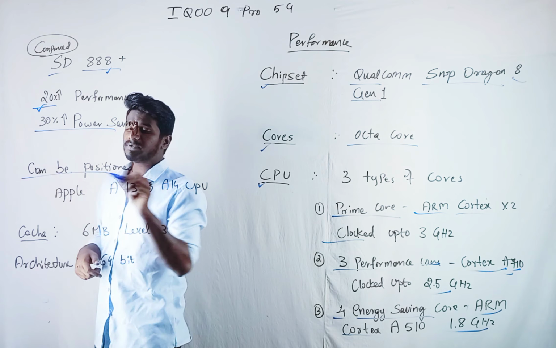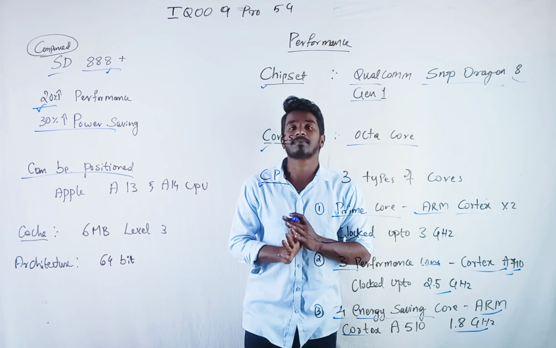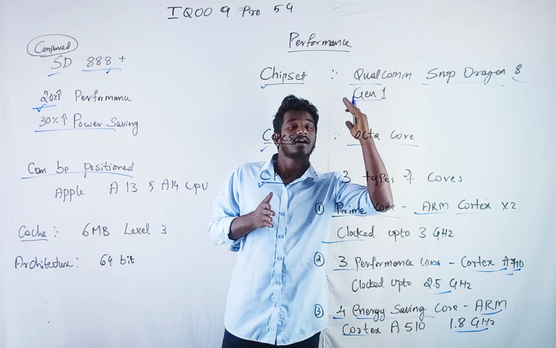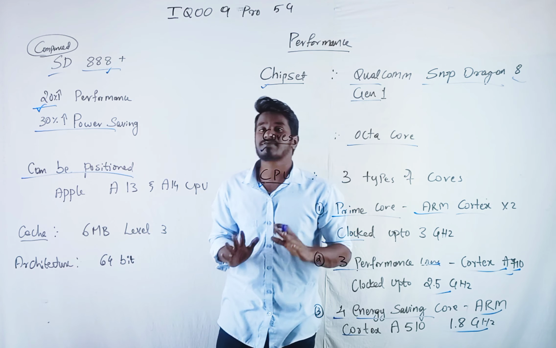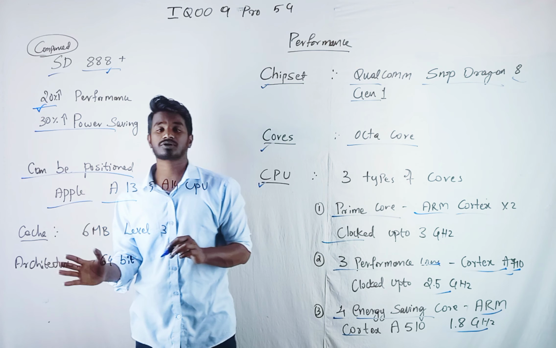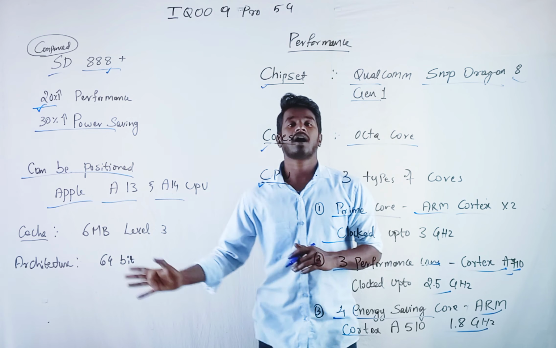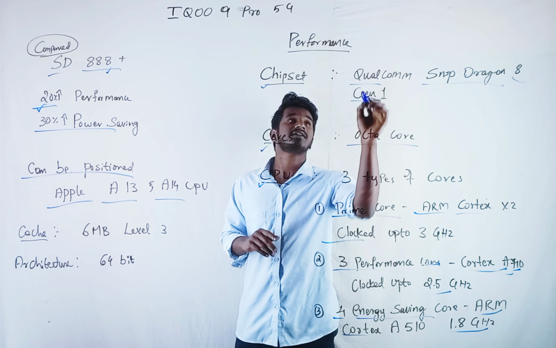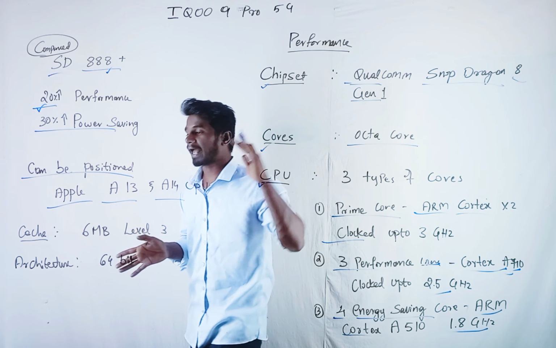Then they are claiming that the performance of this processor and Apple processors are much similar. This is claimed by the company. The Apple A13 and A14 processors, that is the CPU, have about the same performance as the Qualcomm Snapdragon 8 Gen 1.